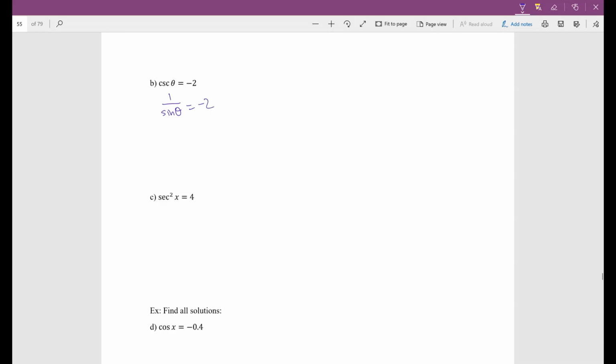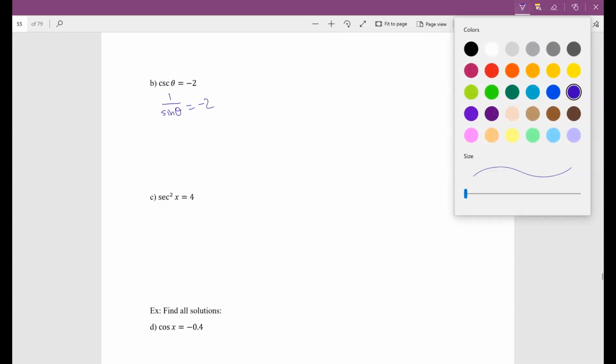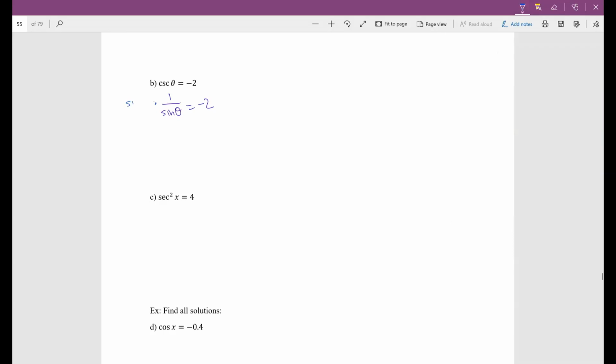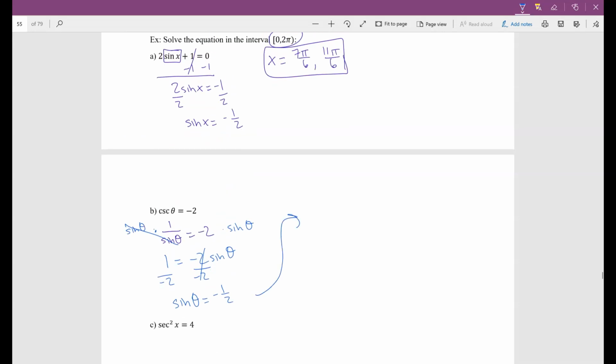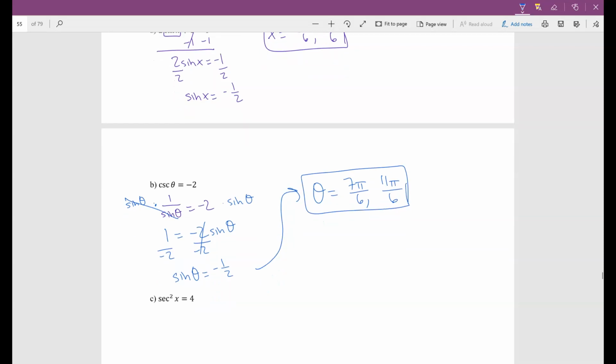Okay, that's what it is. Okay, now what I can do is multiply both sides by sine. So this goes away, so I'm left with 1 is equal to negative 2 sine of theta. And then I just divide by the negative 2. So I get sine of theta is equal to negative 1/2. Okay, you can see here that you actually get exactly the same thing as before. So actually, I already know this answer. Theta is equal to 7 pi over 6 and 11 pi over 6. So we already knew what the answers for that one was. Okay, it was just kind of like in a cosecant form.